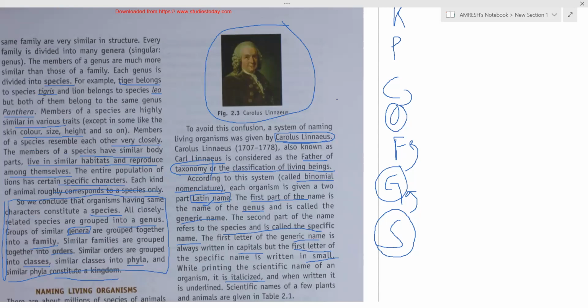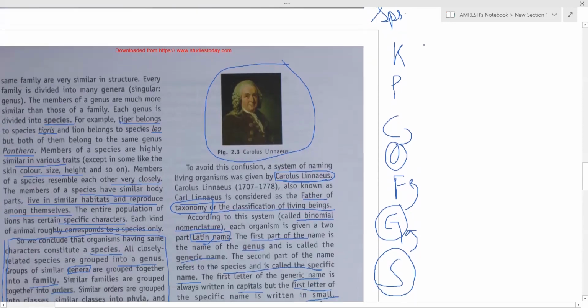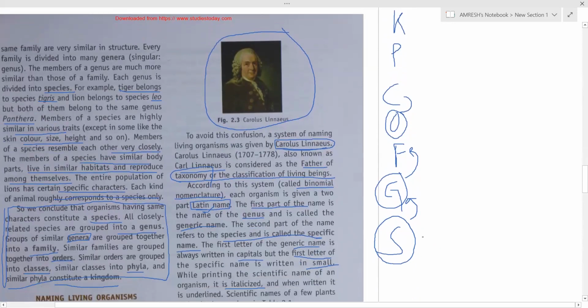Okay, yes, let's discuss. Kingdom. Suppose you are taking humans into consideration. The species of humans is sapiens. Yes or no? Species means one group of organisms having the same characteristics. Like one Indian man and one European man, both will be called Homo sapiens.